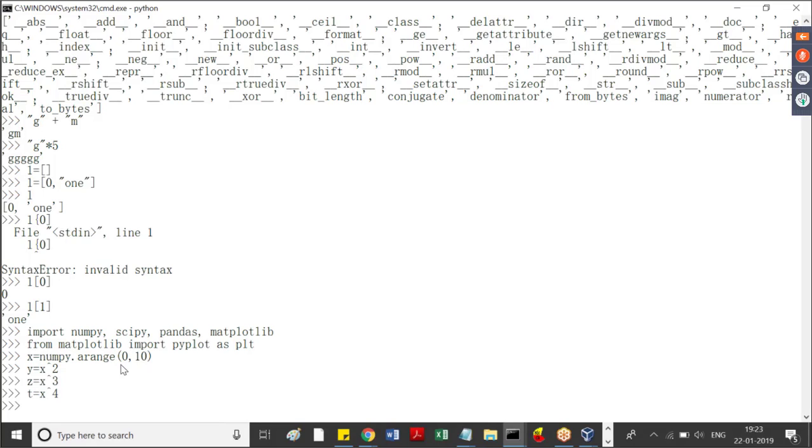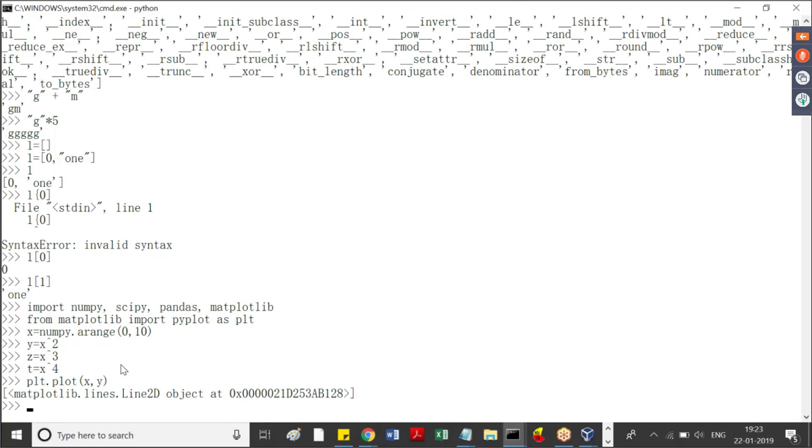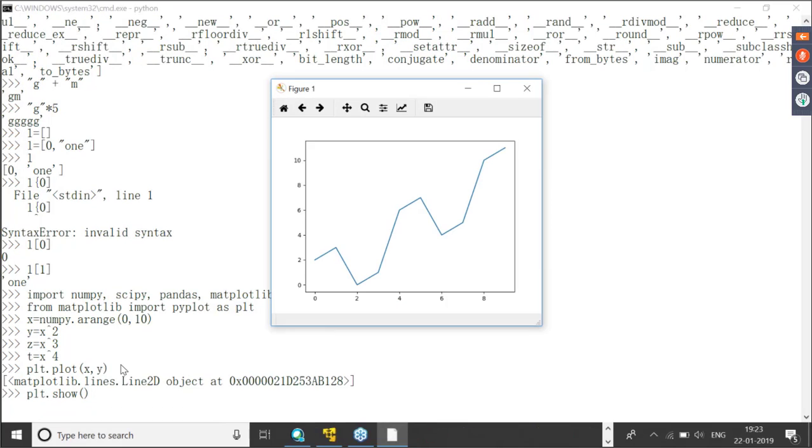So let me do a plt.plot directly, and I'm giving x comma y. And once this is plotted, I will just do a plt.show. Let's find out what it does. It has given me a graph like this. Now, if I chose to, the y and the z and the t which I have, these can also be used, and I could be drawing a graph.